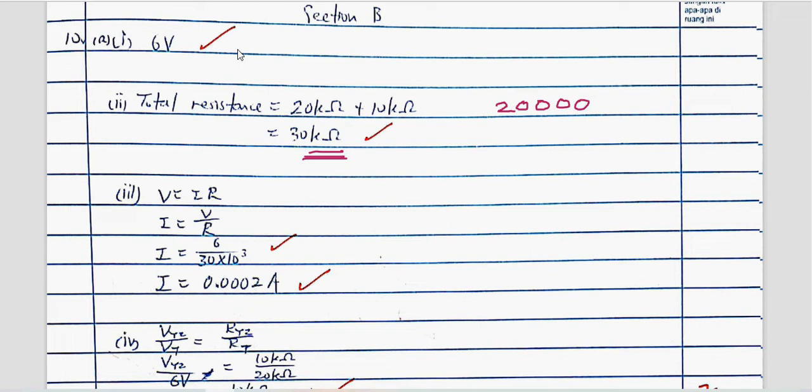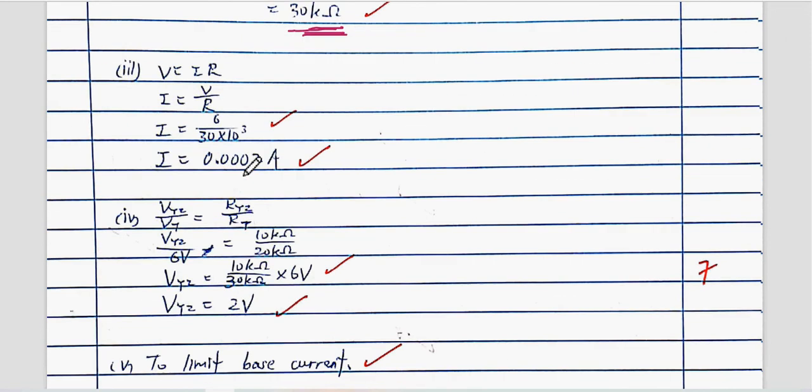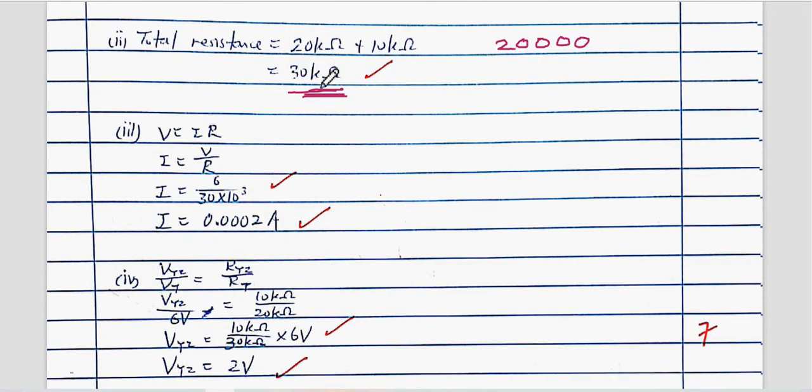To determine the current that flows through both resistors, we use this formula, where V will be the total voltage, which is 6, and the total resistance just now is 30 kilo ohm. Here need to be careful. This part need to be careful. We have 30 kilo, so you must convert the kilo. If you don't change the kilo, the answer will be wrong. Now you calculate, then you get your answer.